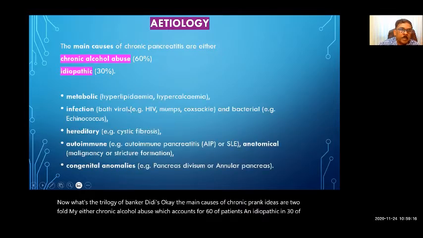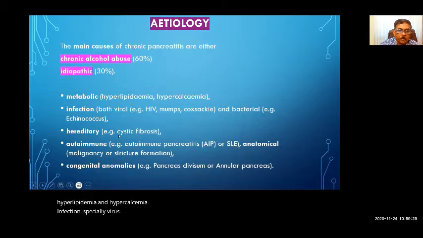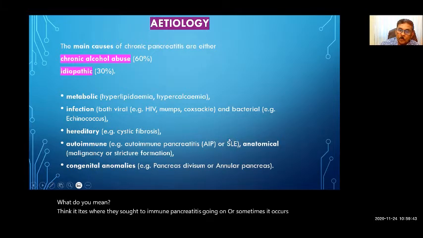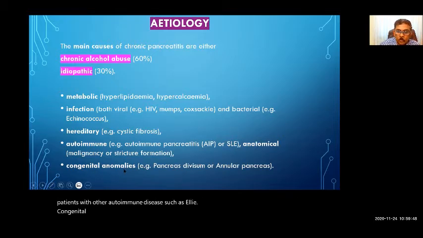The remaining 10% are the rarer causes: metabolic causes such as hyperlipidemia and hypercalcemia, infection, especially viral, hereditary causes, for example in cystic fibrosis, where it runs in families, autoimmune pancreatitis, or sometimes it occurs in patients with other autoimmune diseases such as SLE. Congenital abnormalities which cause obstruction of the pancreatic duct, such as pancreas divisum and annular pancreas, are also causes.